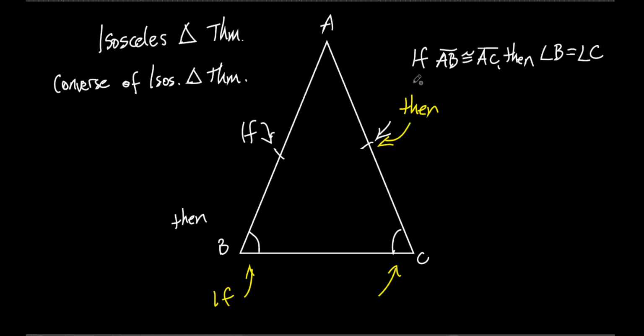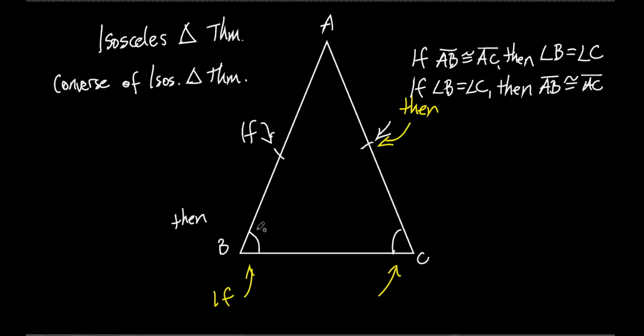Then the converse, you switch the if and the then. So what's that? If angle B is equal to angle C, then what? Yep, side AB, or line segment AB, is congruent to what? Line segment AC or side AC. Okay? That's not too hard, is it? All right. Everybody good?